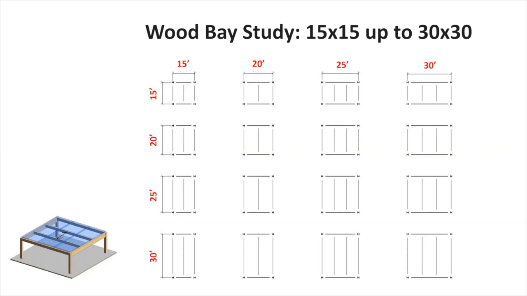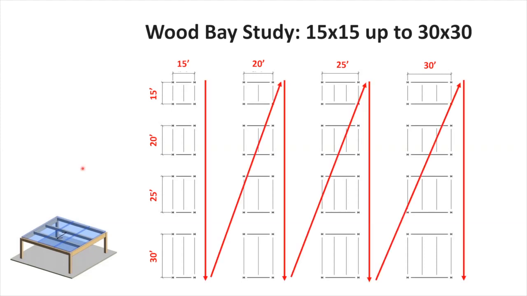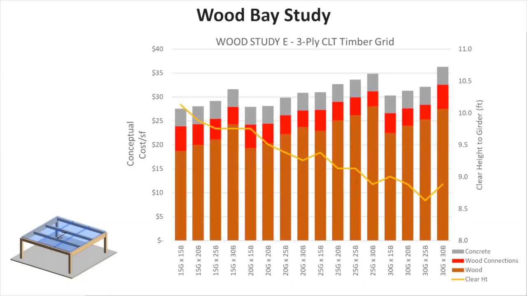So I went through this study and I started with a 15 by 15 grid, and then I basically stretched the beams out 5 feet at a time until I got to 30 feet. Then I went back and added 5 feet to the girder and did it again down these rows. And I did another graph of those studies.